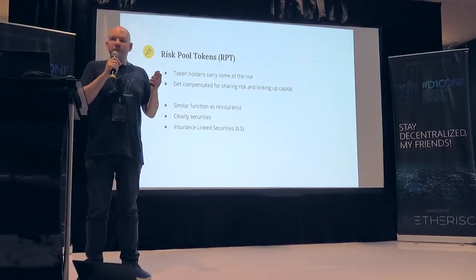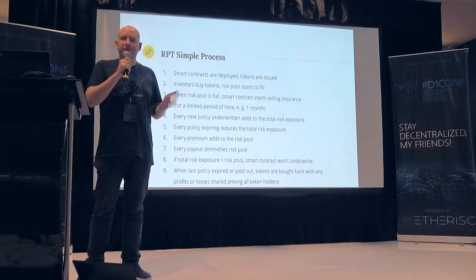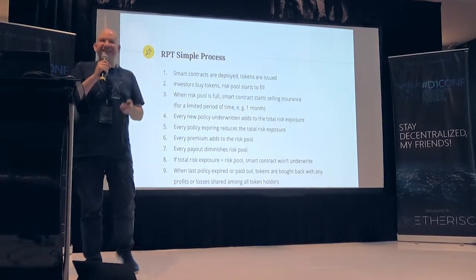And what's even more important, those tokens are clearly securities because they pay out. You get compensated for locking up your capital for buying those tokens. And so this is very similar to the concept of insurance-linked securities. Catastrophe bonds are the biggest example. And so it's a security token. You might see why we have not yet implemented this.